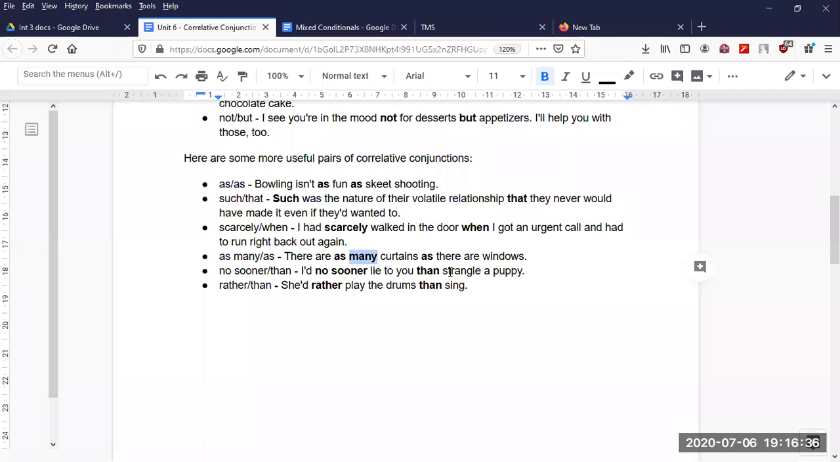No sooner, we won't use here, but rather and than is a useful one. It's expressing a preference of one thing over another. So she'd rather play the drums than sing. So she prefers to play the drums than she does to sing. And we can use this with anything. Any two things or any two actions.